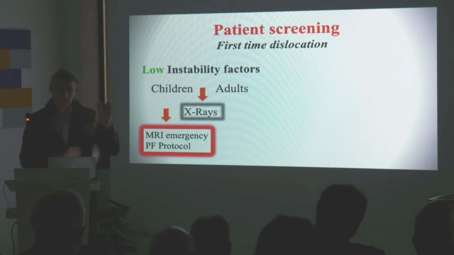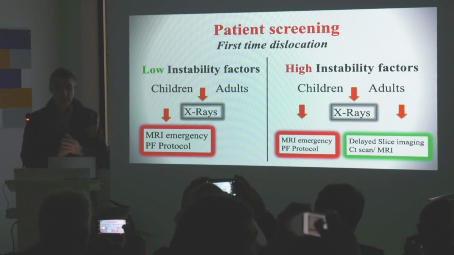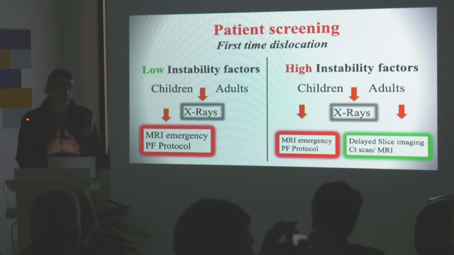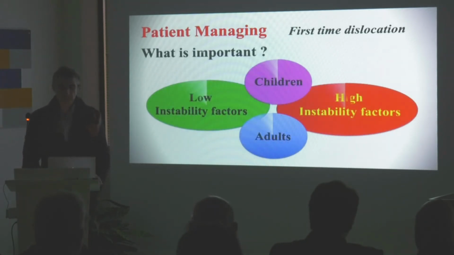If you deal with children, ask for X-rays, but ask for an MRI. Mandatory to ask for an MRI. If you have an adult, only X-rays, and maybe you will ask for an MRI later. If you have high instability factors, children, adults, you have X-rays, of course, mandatory, but you need to have also some slice imaging, because the recurrence rate will be big, important. So you will have to measure the TTTG, the tilt, the sagittal engagement of your patella. So this is the way to screen your patient and to deal with that.